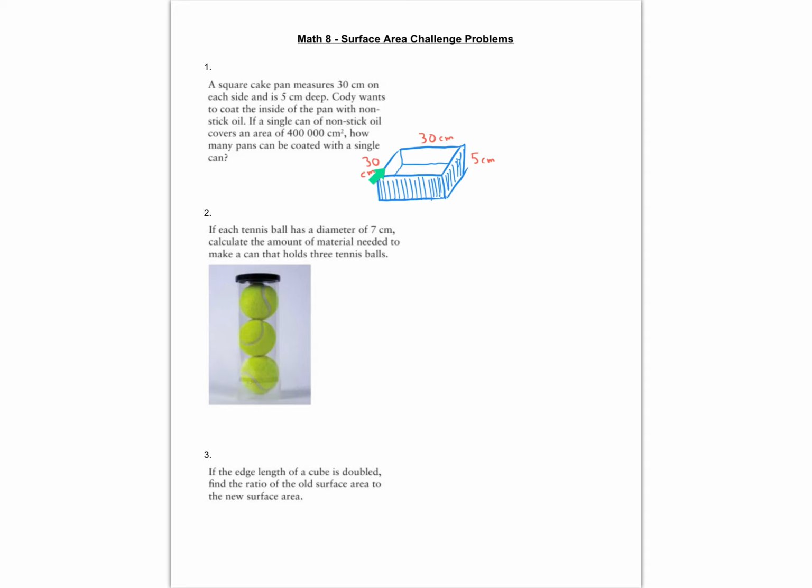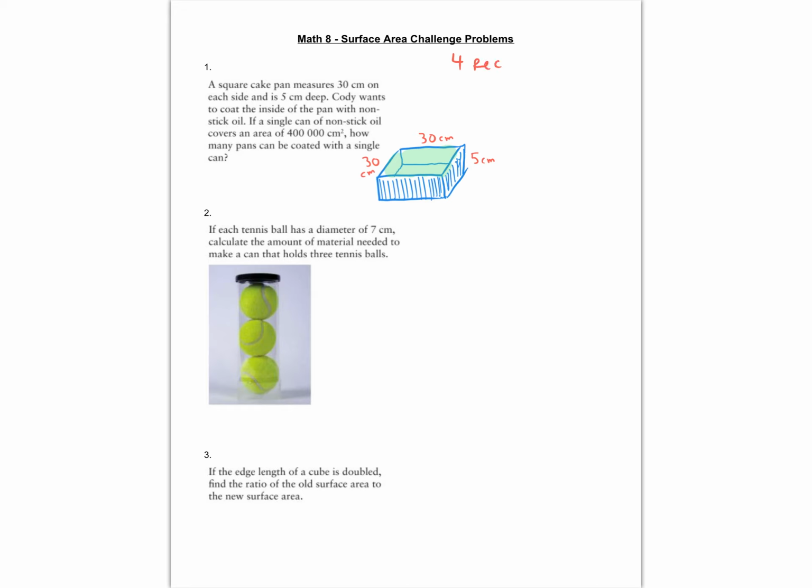It's 30 by 30, so it's a square, and it's 5 centimeters deep, okay? And he wants to coat the inside, okay? So he wants to coat that side of the pan, this side of the pan, the bottom, and then these two sides here, the side on the inside of this outside edge here, and then the side on the inside of this outside edge. So essentially 4 rectangles and 1 square on the bottom, okay? And the square's dimensions are 30 by 30, okay? So he has 4 rectangles.